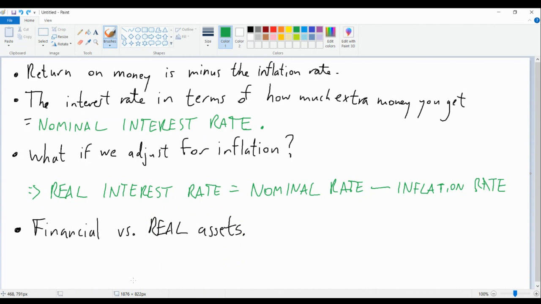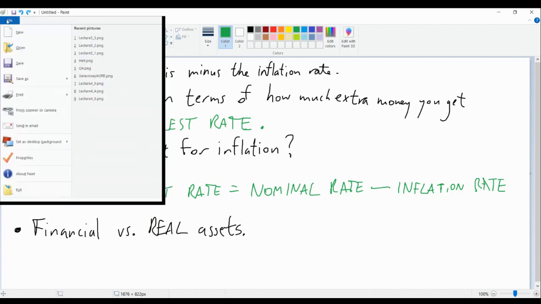So keep in mind the real interest rates. It's going to come up on and off whenever we have to think about what's happening in the nominal world versus the real world. Okay? Great. So that's the second thing we wanted to do.